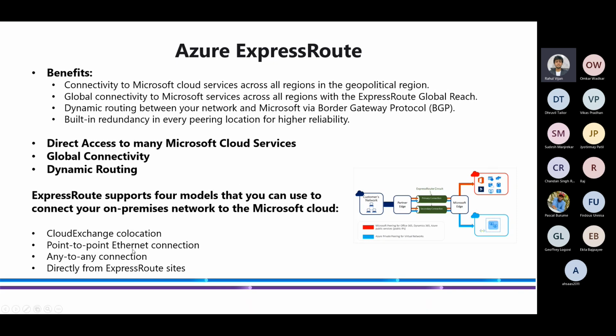Then there is point to point Ethernet connection. You can have a connection cable laid down from a point to point connection to your resources in Azure. Any to any connection: basically any service or any server can be connected to any other server within Azure using your own server. That server needs to be rented for you for a particular time, and there are some policies regarding that too. But as long as you follow the policies, you can connect anything from Azure, that are your resources within your setup, to your own private data center, then directly from ExpressRoute sites.